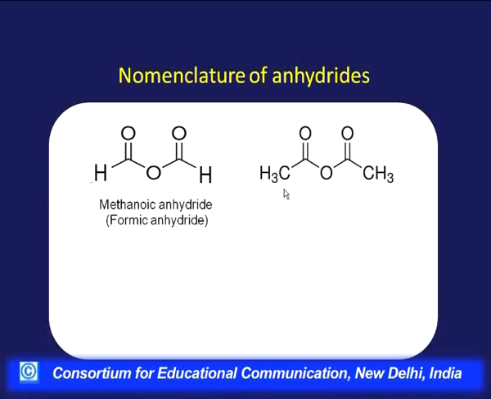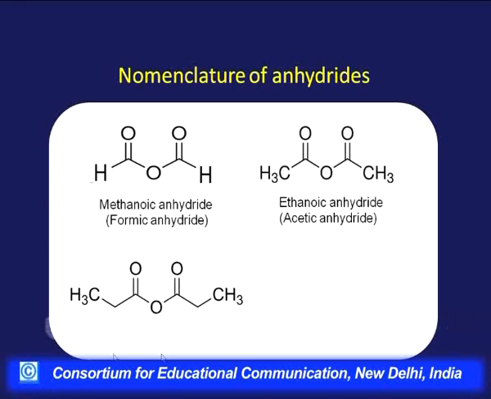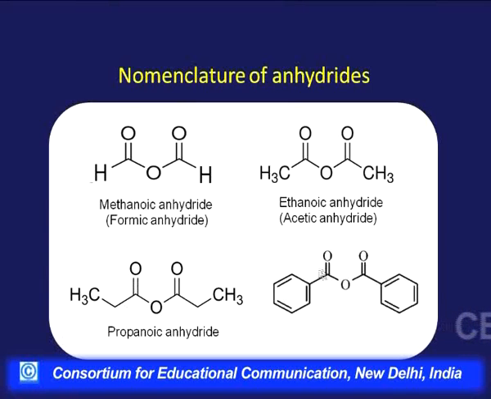Similarly, if it is from acetic acid, it is called ethanoic anhydride or acetic anhydride. This is a 3 carbon acid giving the anhydride, propanoic anhydride. Then benzoic acid forming the anhydride, we call this benzoic anhydride, because this is an anhydride between 2 benzoic acid molecules.